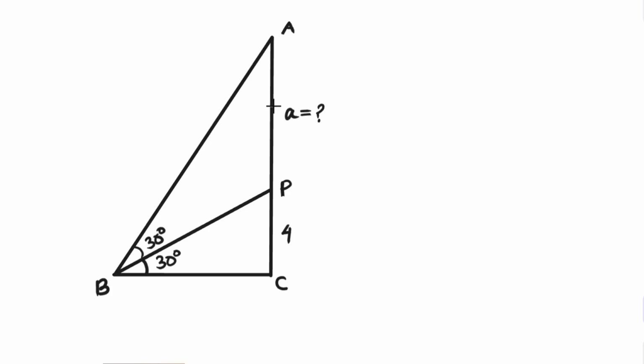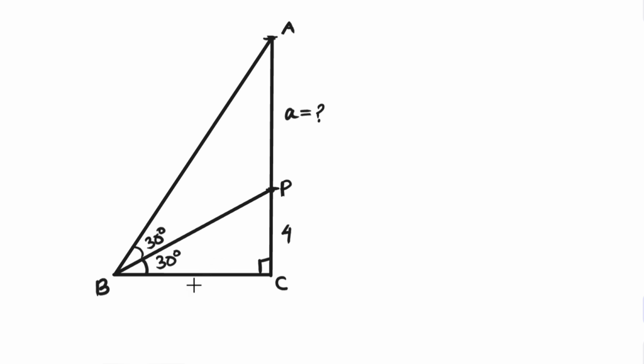Let's solve this geometry problem carefully and find the value of a step-by-step. Notice that triangle ABC is a right triangle because angle C is 90 degrees, and at point B, the two 30-degree angles add together to give a total angle of 60 degrees. Also notice that point P lies on the vertical side AC, where PC equals 4 units and AP equals A, which is the value we need to find.